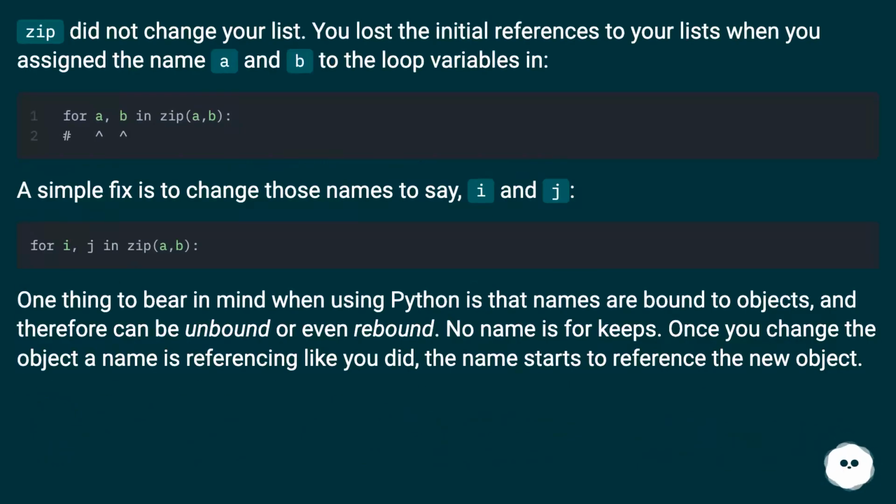Zip did not change your list. You lost the initial references to your lists when you assigned the names A and B to the loop variables in the for loop. A simple fix is to change those names to, say, I and J.